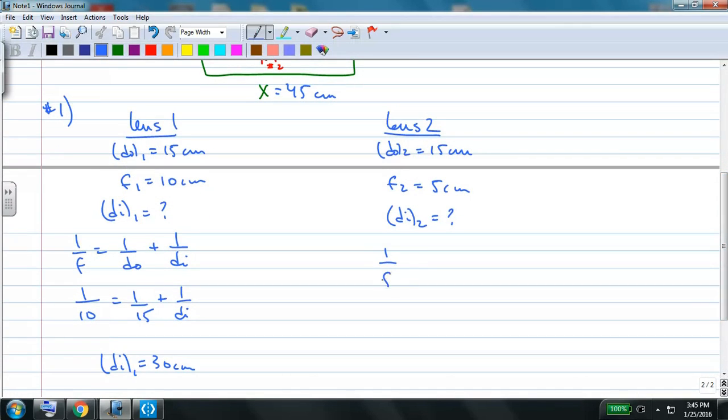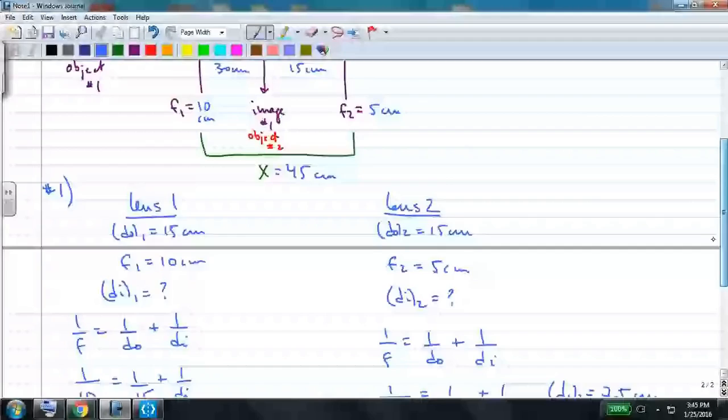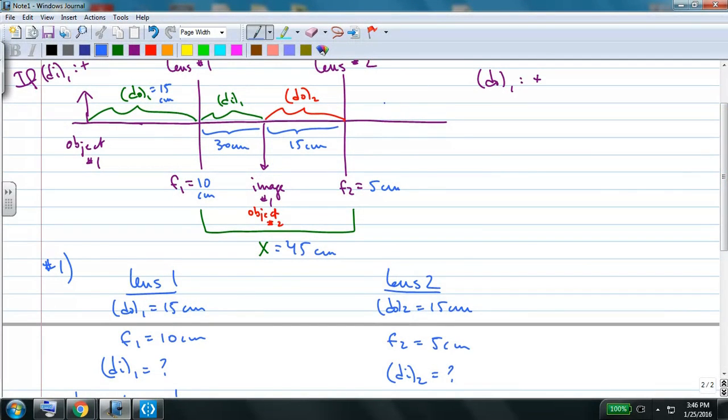So 1 over f equals 1 over do plus 1 over di. 1 over 5 equals 1 over 15 plus 1 over di. And what that gives us is di2. And I got that di2 is 7.5 centimeters. So the way we would write that then is that the image is 7.5 centimeters to the right of lens number 2. How do I know that it's to the right? Well, because it's positive. So I know that it's going to end up actually over here.